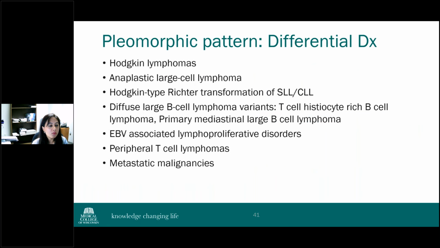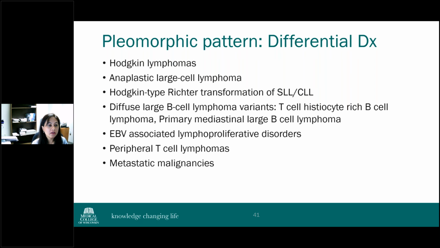So a pleomorphic pattern is usually seen in Hodgkin lymphomas, in anaplastic large cell lymphomas. In Hodgkin type Richter transformation, we can have these variants of DLBCL like a T-cell histiocyte-rich B-cell or a primary mediastinal large B-cell, the EBV-associated lymphoproliferative disorders. Then we can have the peripheral T-cell lymphomas and metastatic malignancies.